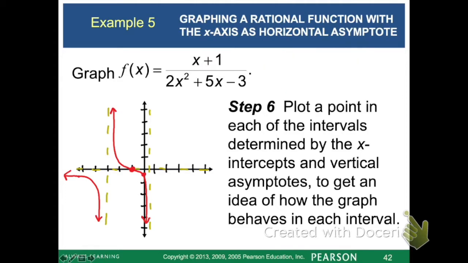The last interval that I need to look at is this one to the right of my asymptote x equals 1/2. I can test any number on that side. I think I will test 2. When I plug 2 into my function, I get out a positive number, so that means that my graph is going to be above my horizontal axis. So I know it's going to go here and shoot up to infinity, and then follow my asymptote out to the right.